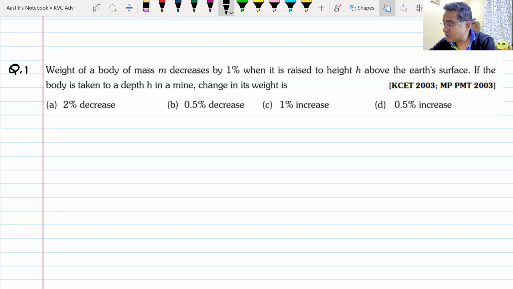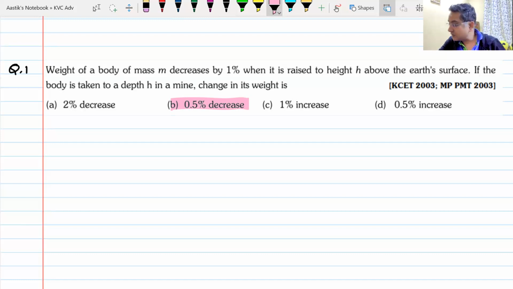So when it is taken to a depth, it will also decrease, but it will be half of that. So you can see we have done this question pretty quickly. Otherwise we would have to think, but once you understand this concept, you might not have to think. Can we move on to the next question?